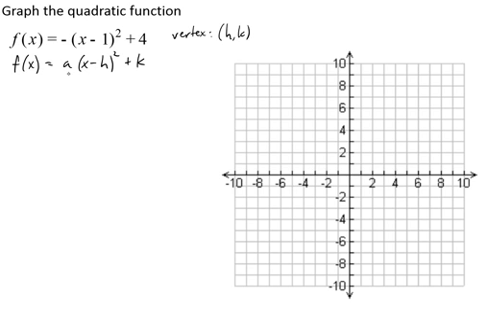The a tells us whether the function's opening up or down. If a is positive, it opens up. If it's negative, it opens down. That would also indicate any kind of vertical stretch or shrink if it's a different number.